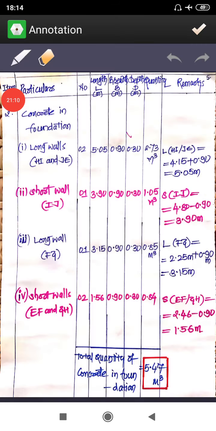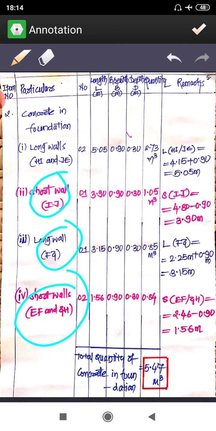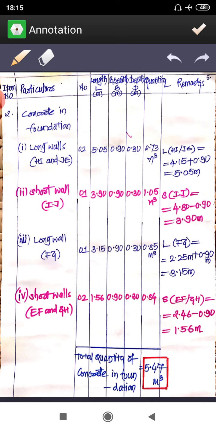So I'll be showing you here. See, this second particular is concrete in foundation. So again, same concept: I'll be taking long walls HI and JE, and then I'll be having short wall IJ, long wall FG, and two short walls EF and GH, right? So I'll be proceeding here.